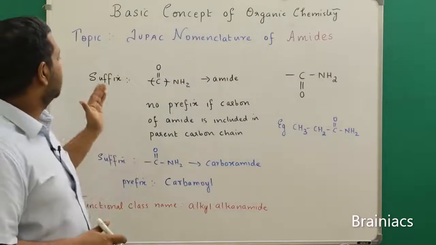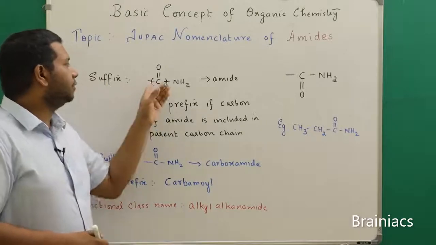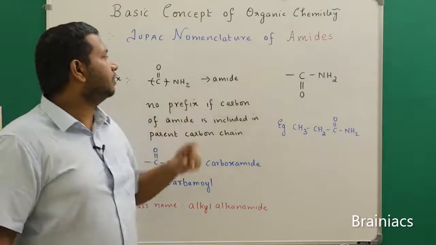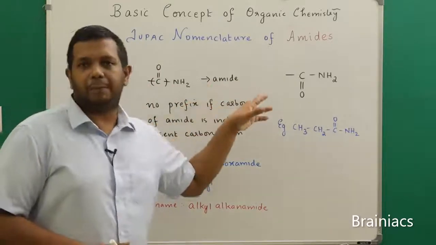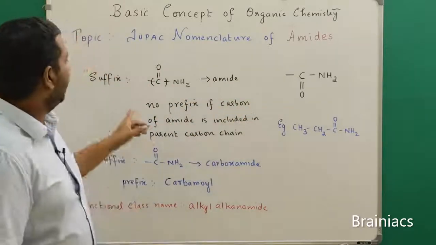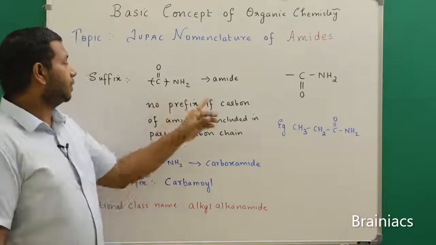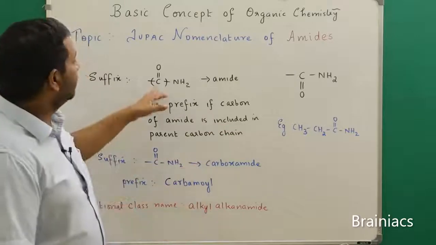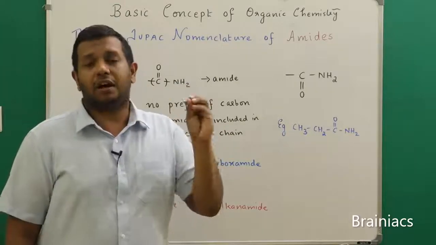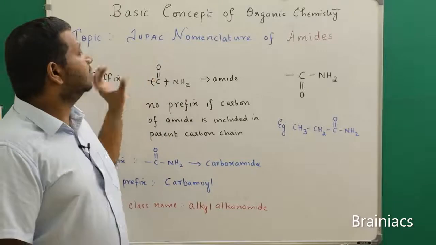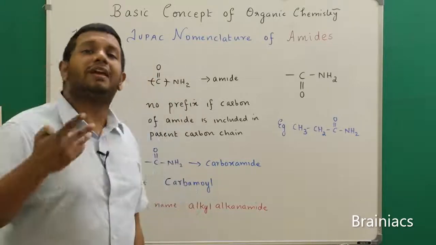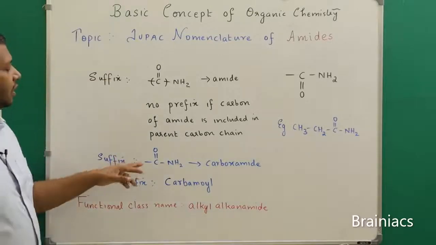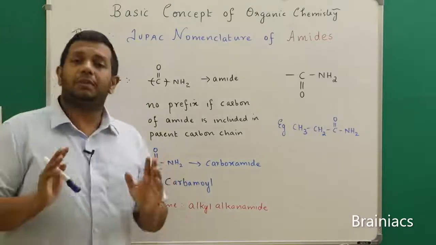Okay. Now the suffix, as I told, if the carbon atom of the amide group is included, we use the suffix amide, A-M-I-D-E, amide. And there will be no prefix if the carbon atom of the amide is included in the parent carbon chain. That means when this carbon atom is included in the parent carbon chain, this amide group will not behave like a substituent. Understood?